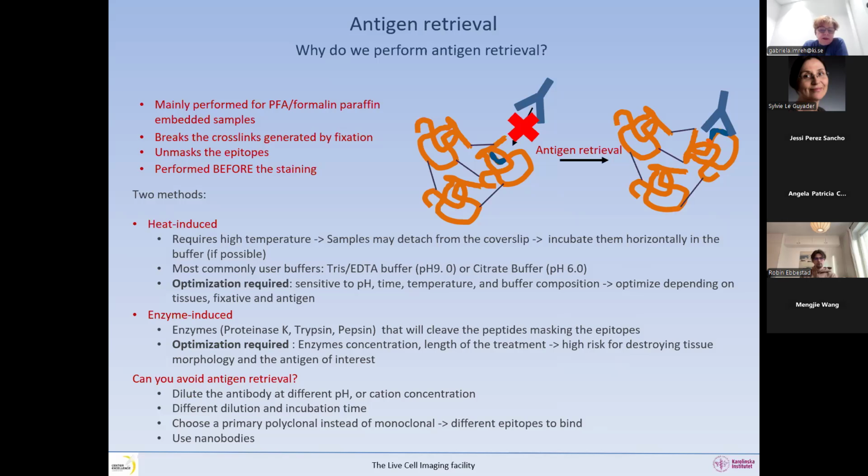Can you avoid antigen retrieval? Well, you can at least give it a try. You can first start by diluting the antibody at different pH or cation concentrations. You can use more stringent conditions when you incubate your antibodies. You might choose a polyclonal antibody instead of a monoclonal, giving the chance that different epitopes are not masked, so the antibody can bind, or you can use nanobodies.